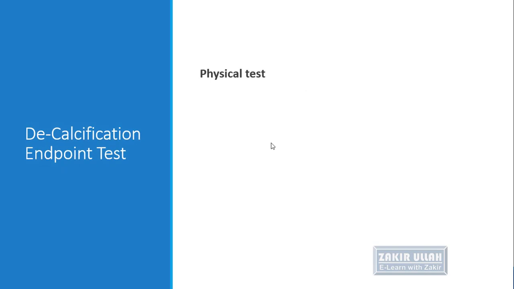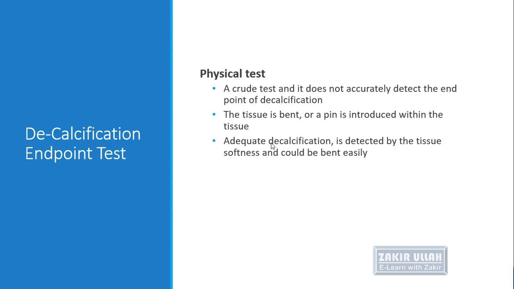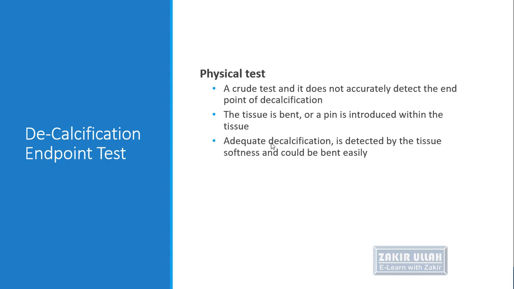The third test to check decalcification is the physical test, most commonly performed in routine histopathological laboratories. It is a crude test and does not accurately detect the endpoint of decalcification, but it is cheap and fast. During this test the tissue is bent or a pin is introduced into the tissue to check softness and adequate decalcification. Adequate decalcification is detected by tissue softness: the tissue can be bent easily and a pin penetrates easily.